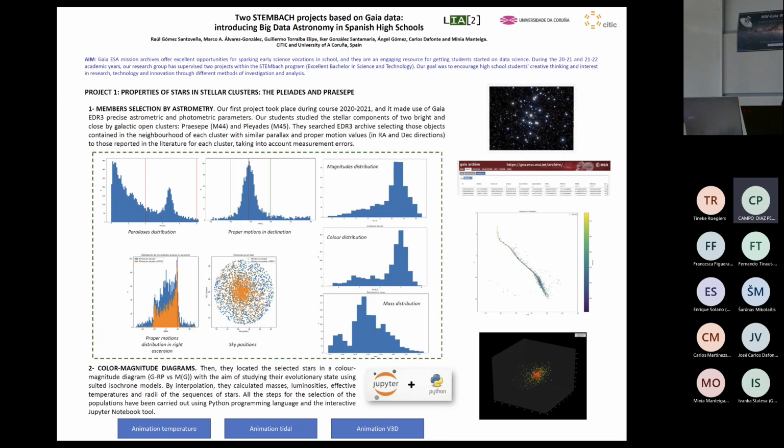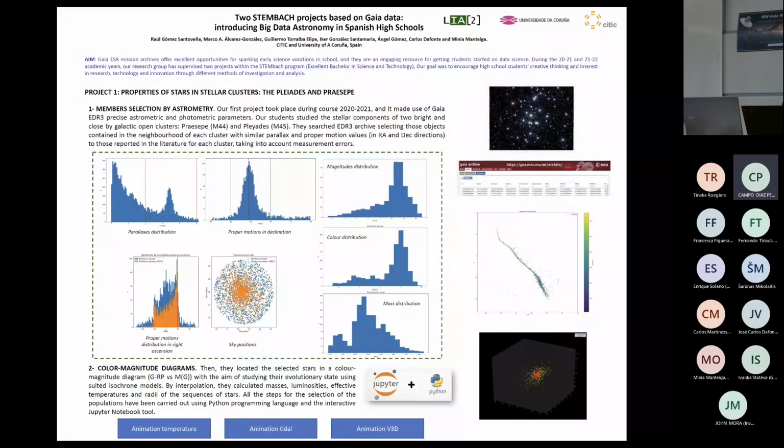And for that, we used Gaia data as an opportunity to show them not only rather complex concepts in astronomy, but also to use tools like big data tools, Jupyter Notebook, programming, and so on. So it has a two-sided interest: on one side astronomy and on the other big data science. The first project was dedicated to studying the properties of open clusters.